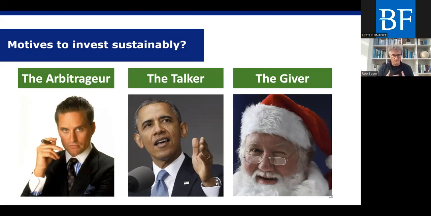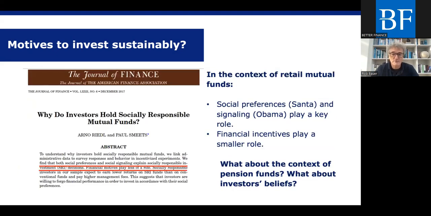You get a warm glow out of giving. So it's not so much about you and your reputation and signaling, but more about helping others. So these are three different motivations. And in a survey they constructed with real clients in a real context and also real consequences, they found that social preferences, so let's say Santa's view and signaling, Obama's representation, play a key role and financial incentives a lesser role. So you already see some first indications here in this research before we started with our project that social preferences play a really important role.